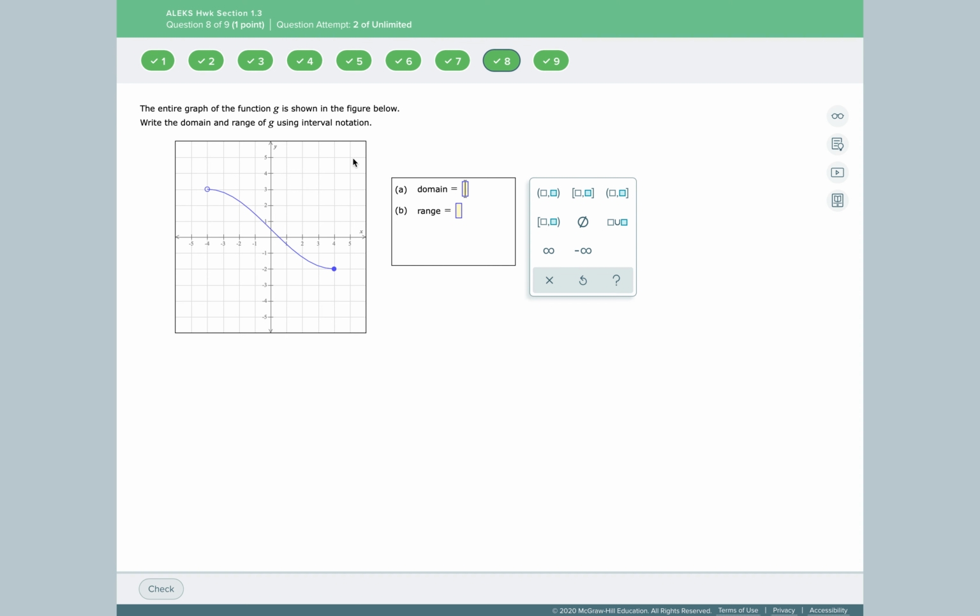of the function g is shown in the figure below, and it says to write the domain and range of g using interval notation. Now for the domain, you're looking at the x values. So you have an open circle above the -4, so -4 is not included, but you have going past this, you have running continuously out to and including x equal to 4. So +4 is included, but -4 is not. All the other values are in between. So you're going to have open at -4, closed at 4. So we have open at -4 and closed at +4.